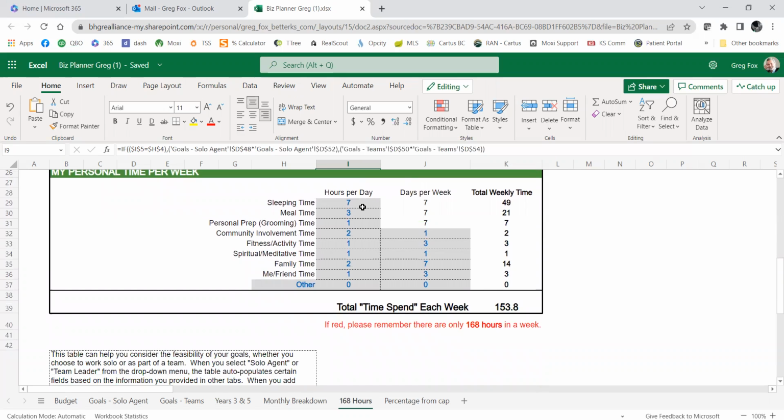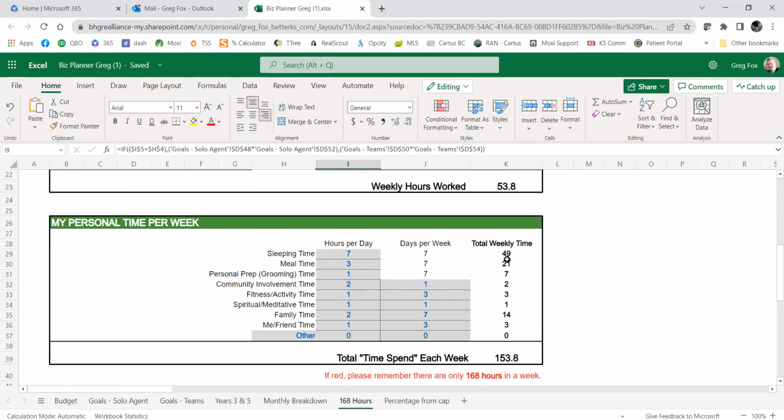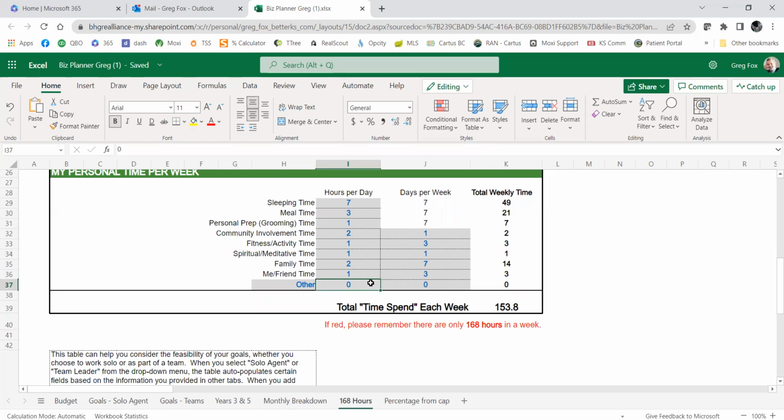Then you have to get down here and say, well, how many hours do I want to sleep? I want to eat. I'm going to do my hair. I like my community involvement. How many people go to the gym every day? Okay. Spiritual, meditative, family time, and so on. How many days a week? And you'll find that, okay, I'm spending 153 hours a week with my sleep, rest, personal time, and my hours working. What if I say my other is I go to a bar?